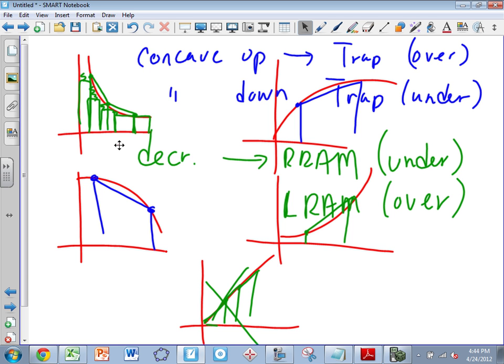If we have an increasing function, this function here is increasing, right? What's going to happen there now? Starting on the left, watch. Under. Over.